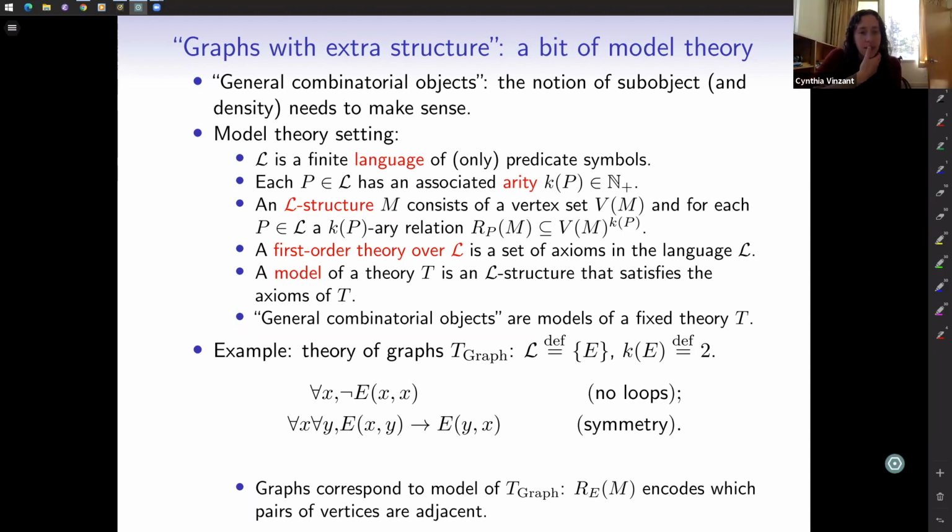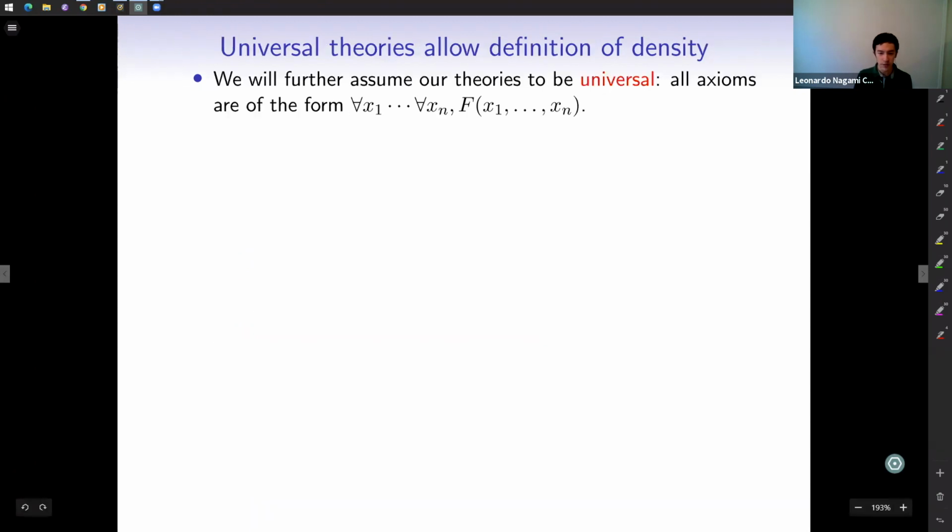So I have one more requirement of our theories, which is we're going to assume that they are what are called universal theories. Our axioms are not going to be anything; they're going to be of a certain specific form. They're going to look like this: a bunch of universal quantifiers and then an open form. An open form just means there are no quantifiers hidden in this form.